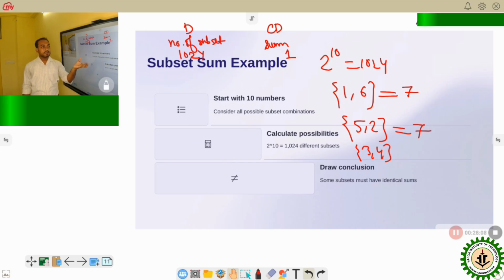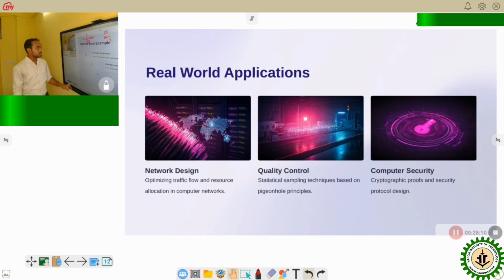So the pigeonhole principle can also be utilized in cases like these. Real world applications can be found in network design. Network design means you have to optimize the network flow. Suppose you are using internet services, and you have to transfer data from one place to another using the network. You have to optimize the flow to get the maximum or exact output expected. Optimizing traffic flow or resource allocation can be solved with the help of the pigeonhole principle.